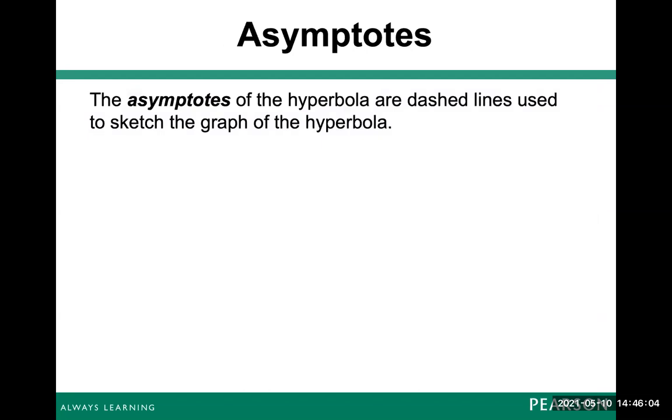All right, so a hyperbola has a couple of asymptotes. We've talked about asymptotes before with exponential and logarithmic functions. These are dashed lines used to sketch the graph of the hyperbola. So these are going to help you determine the shape of the hyperbola.